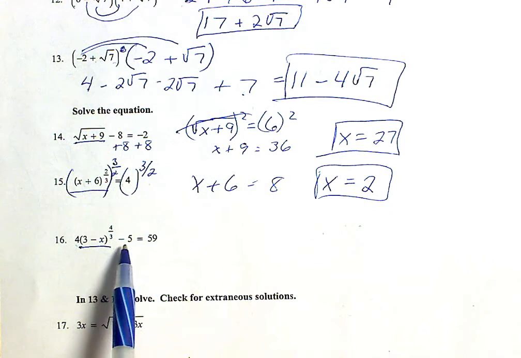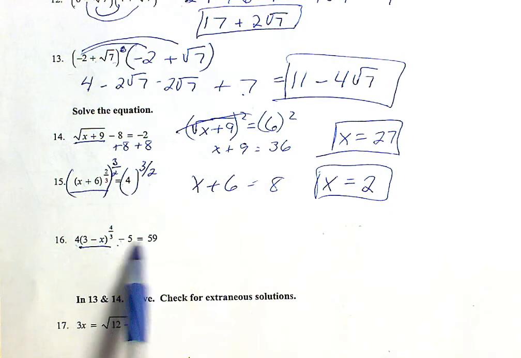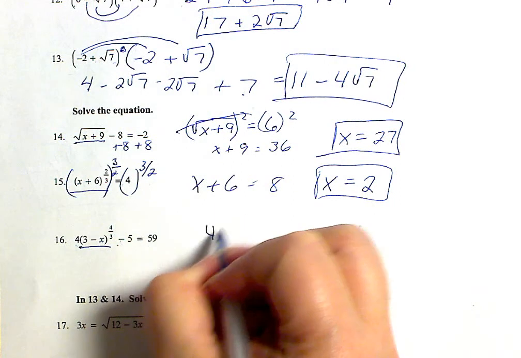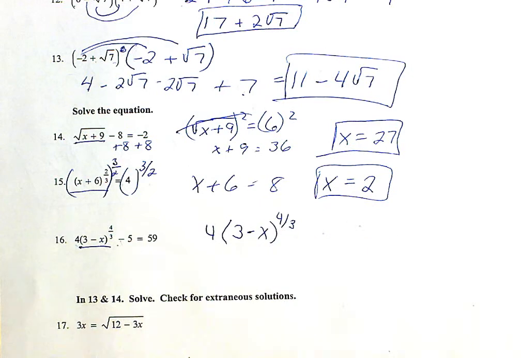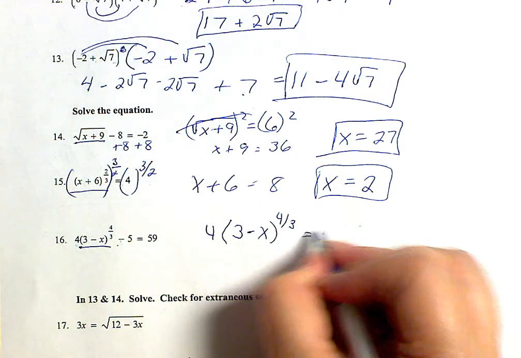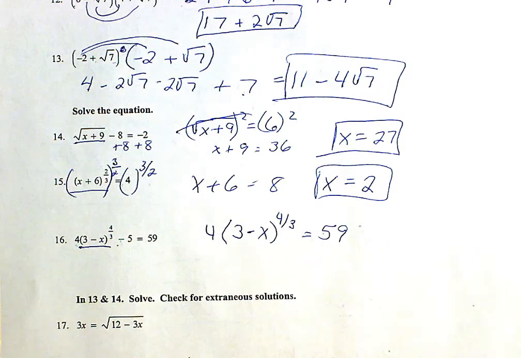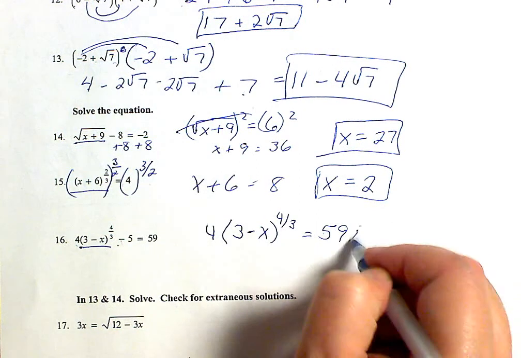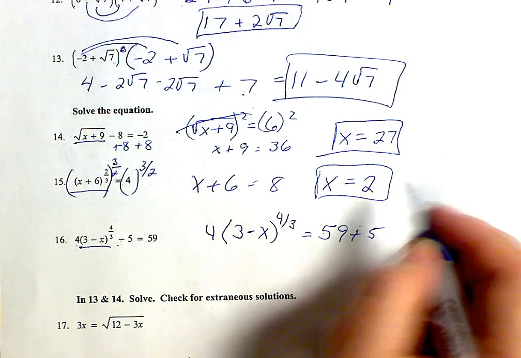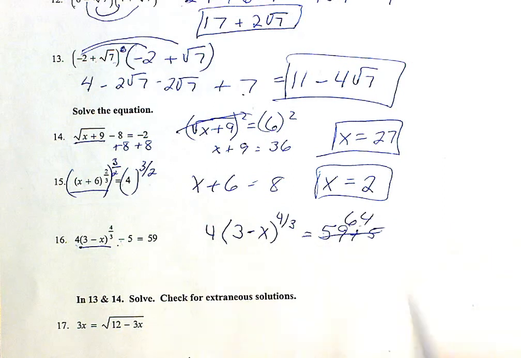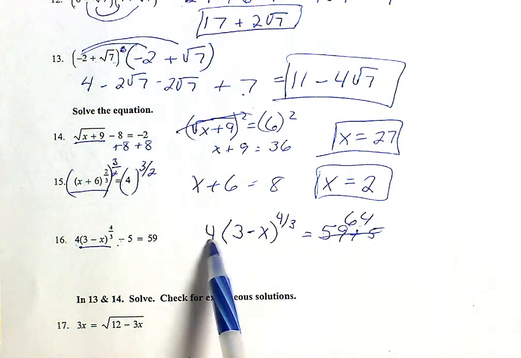Here, you would add 5 first. So you have 4 times 3 minus x to the 4/3 is equal to 59. And I didn't add my 5, plus 5. So 59 plus 5 is 64. Divide by the 4.